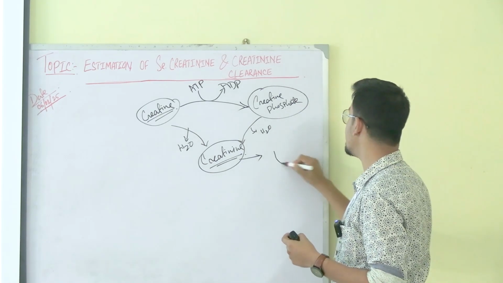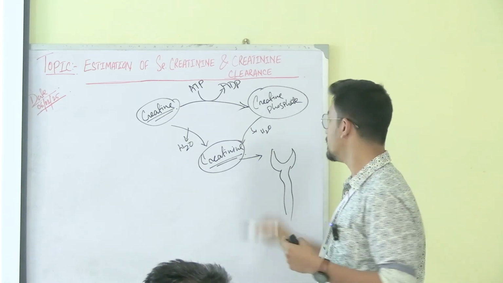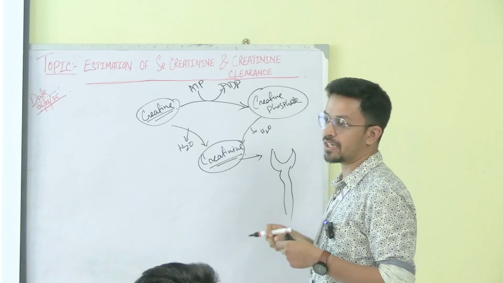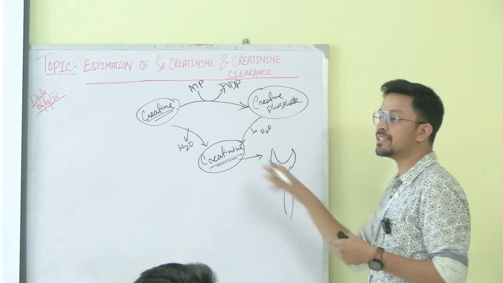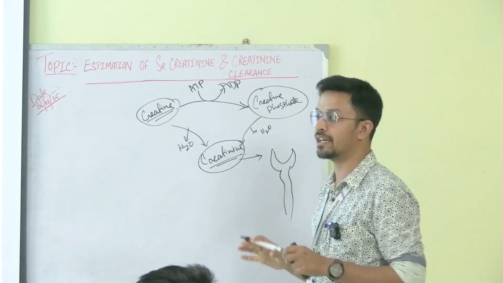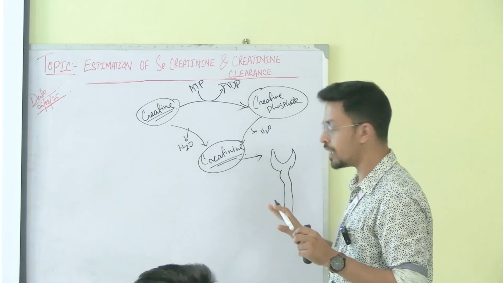Whenever it goes to the kidney, let's say this is a glomerulus. This is your glomerular basement membrane. Now whenever the creatinine goes over here, it is not reabsorbed by the kidney. Neither is this creatinine getting secreted by the kidney. It means the kidney has no effect on the creatinine. जितना आता है उतना निकल भी जाता है. As simple as that.